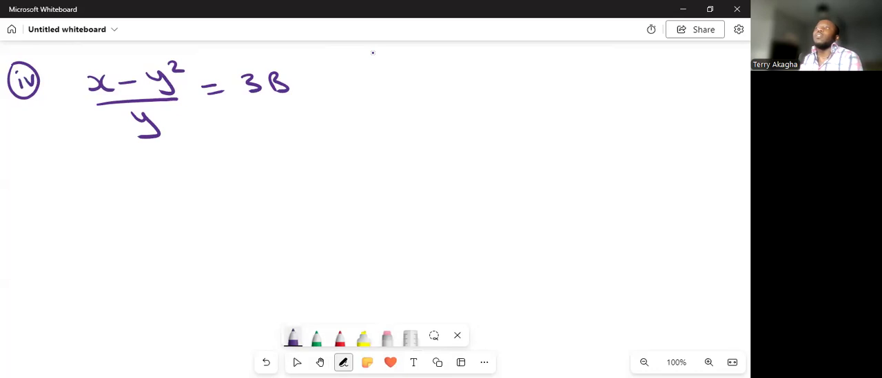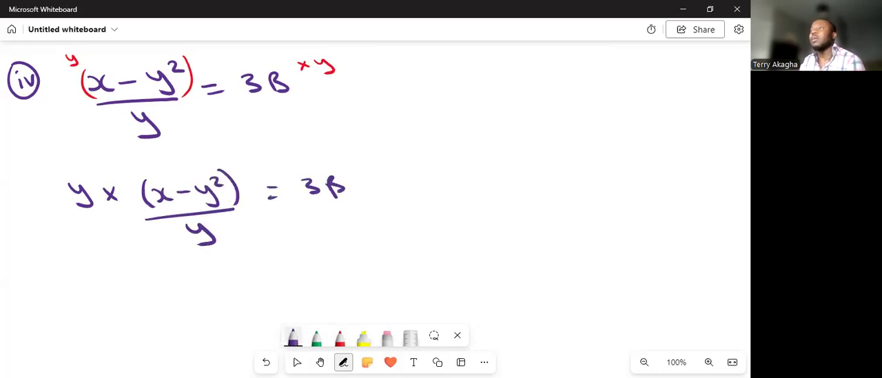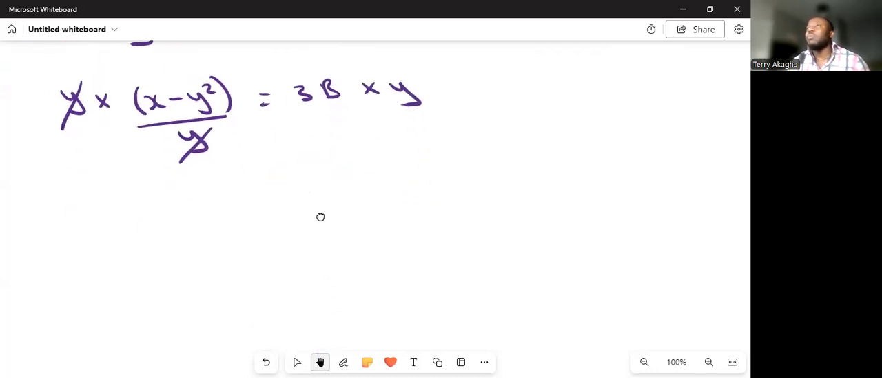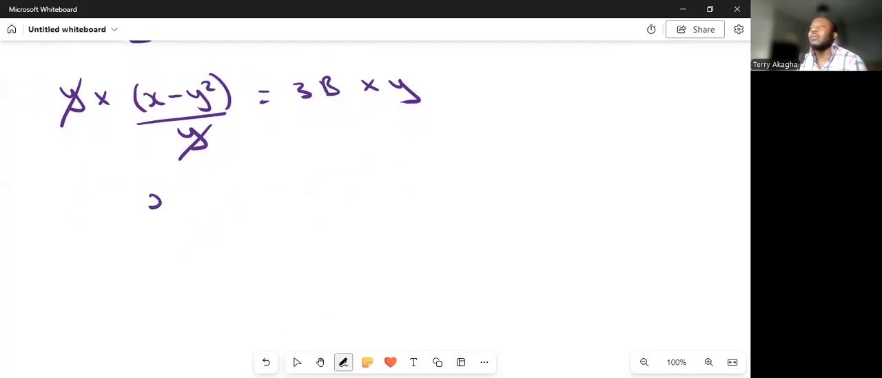So let's do this. As usual, like I always say, I always like to get rid of the fraction. So I multiply this by y, and I'm going to multiply all this as well by y, okay? So it's going to give me y multiplied by x minus y squared divided by y. It's going to give me 3b multiplied by y. So this will cancel that. Then we have x minus y squared will be equal to 3by, okay?